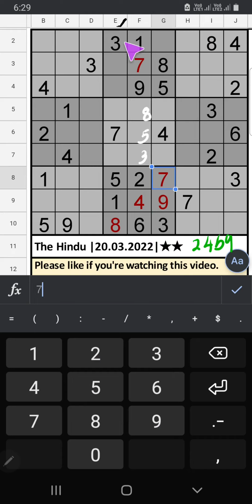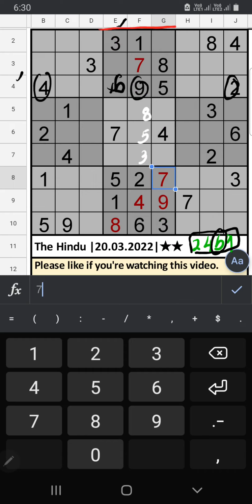Column E, 4 numbers are remaining: 2, 4, 6, 9. 4th row we have 2, 4, 9. The 3 numbers can't come in this cell, it will come in the other 3 cells. Then only 1 number is remaining: 6. 6 is confirmed here. Remaining numbers we will confirm later.